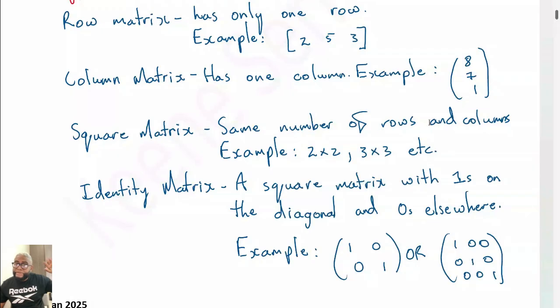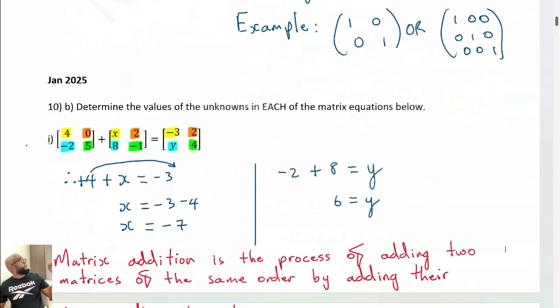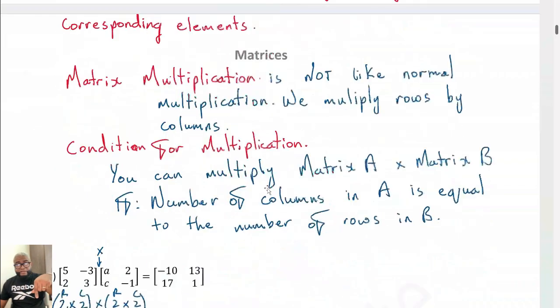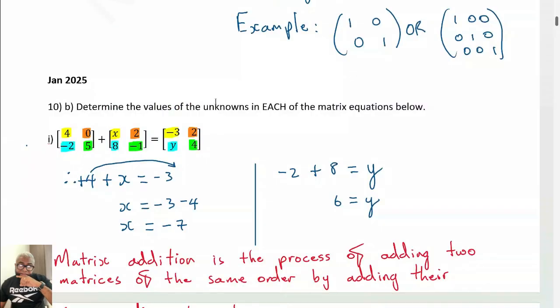Right. Square matrix, same number of rows and columns. An example is a 2x2 matrix or a 3x3 matrix, meaning 3 rows, 3 columns, right? An identity matrix is a square matrix with ones running diagonally, right? So you see how we have ones running diagonally here? This is a 2x2 square matrix. This is a 3x3 square matrix. Everybody good there? Right. So these are the questions we looked at. We're going to do questions similar to lower down, right? So what else we have in between here that you'll need to know?